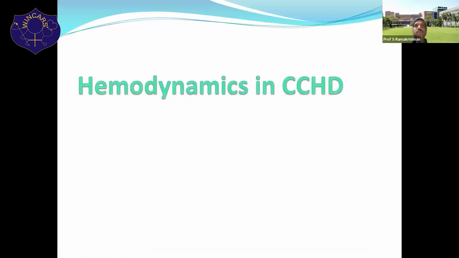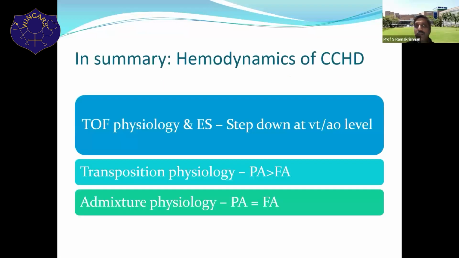So when it comes to cyanotic congenital heart disease, remember that there are three conditions that can produce it. One is a step down happening, either at the ventricular level or the aortic level most commonly. That is step down physiology. That is most likely a VSD PS physiology or VSD PH physiology, like Eisenmenger or tetralogy-like physiologies.